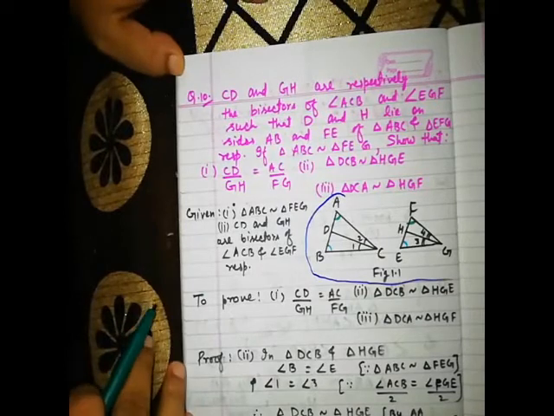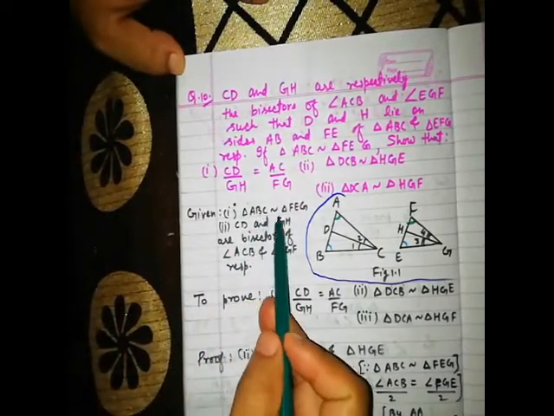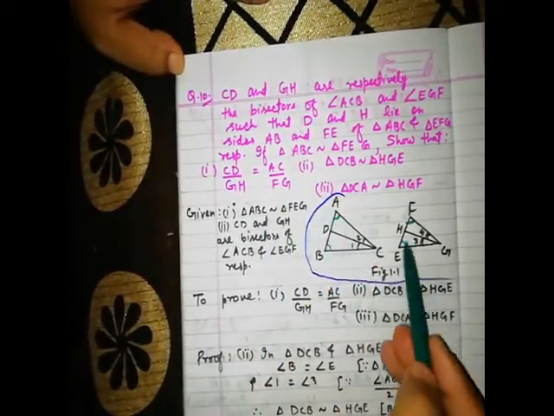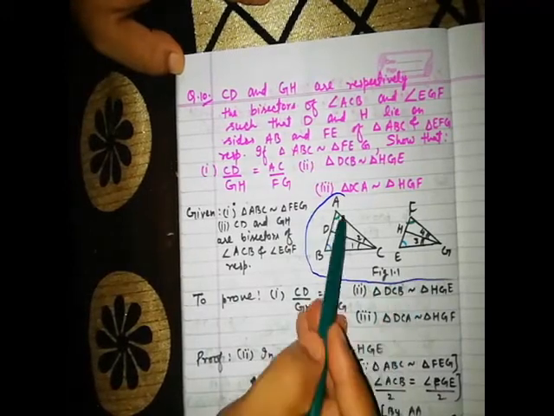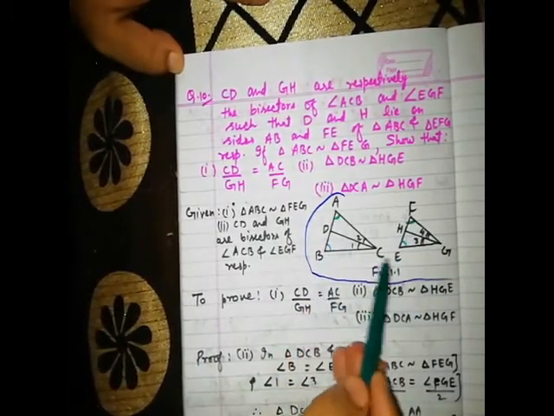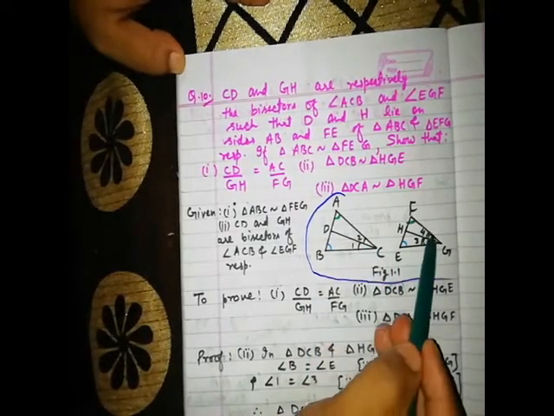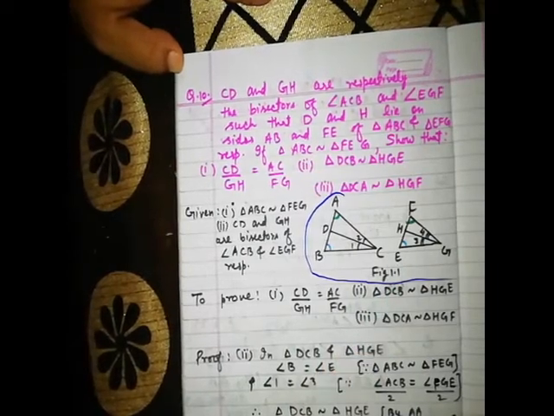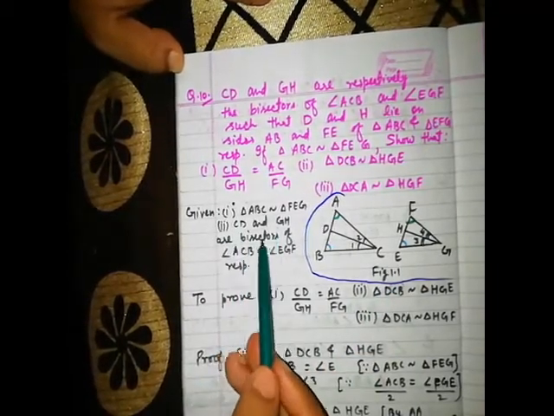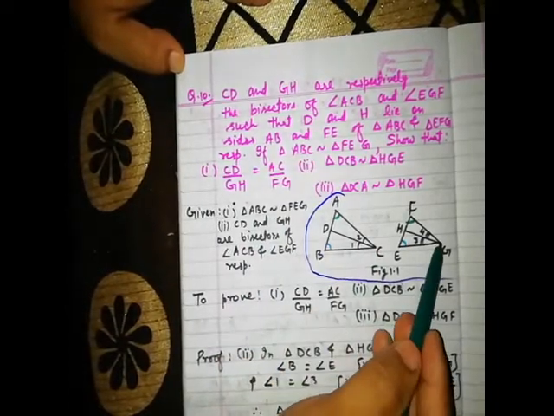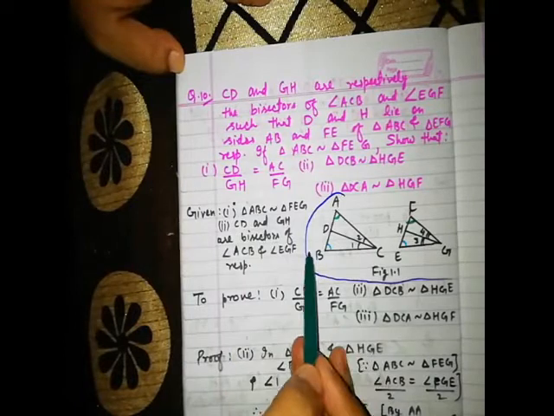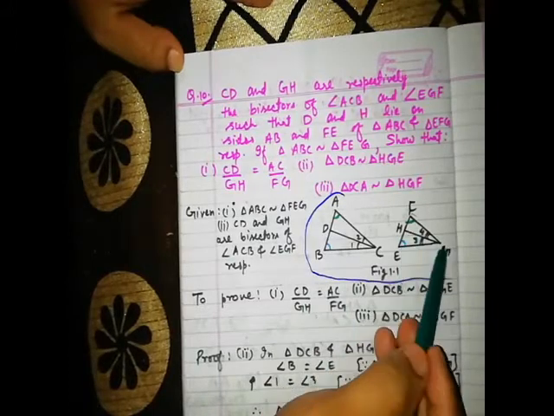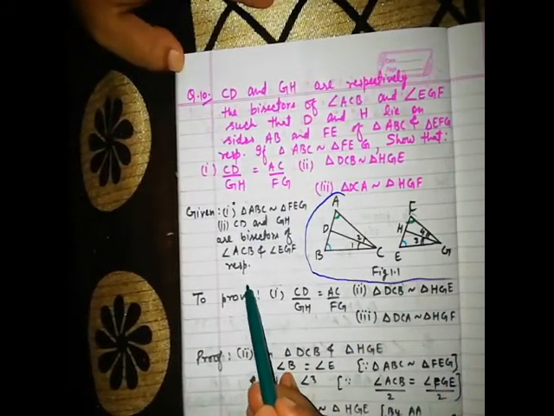First of all we have to draw the diagram, and we are given that triangle ABC is similar to triangle FEG. We have to draw two triangles, ABC and FEG. These are similar triangles, so angle A is equal to angle F, angle B is equal to angle E, and angle C is equal to angle G, because corresponding angles of similar triangles are equal. We have to take these angles to be equal. Second given is that CD and GH are bisectors. This CD and this GH are bisectors of angle ACB and angle FGE or EGF. EGF and FGE is the same angle, and this is also given.